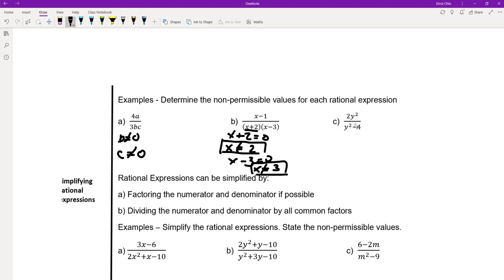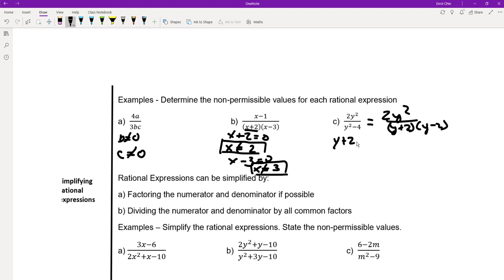Next example, we have y squared minus 4. But if you remember from our previous class, or unit, it's a difference of squares. We could factor that to y plus 2 and y minus 2. Now those are the individual factors. We set each individual factor equal to 0.